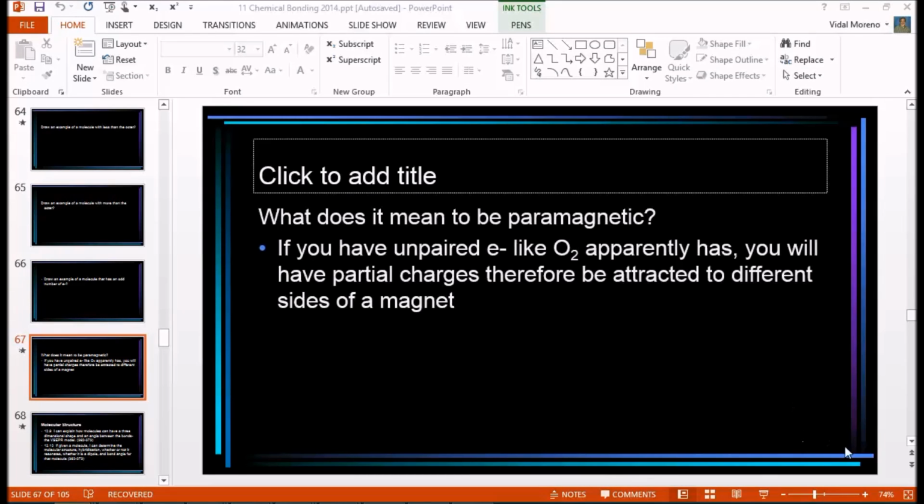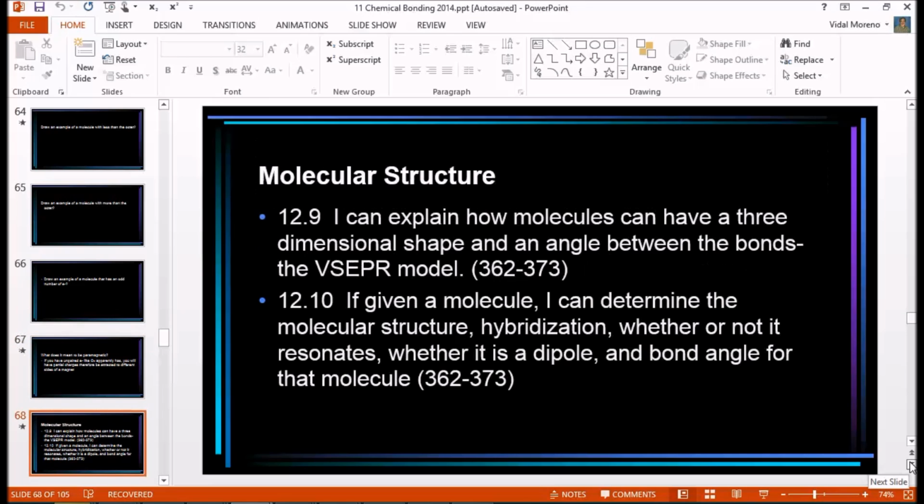All right, so let's talk about molecular geometry. 12.9, I can explain how molecules can have three-dimensional shape and an angle between bonds. That's called the VSEPR model.